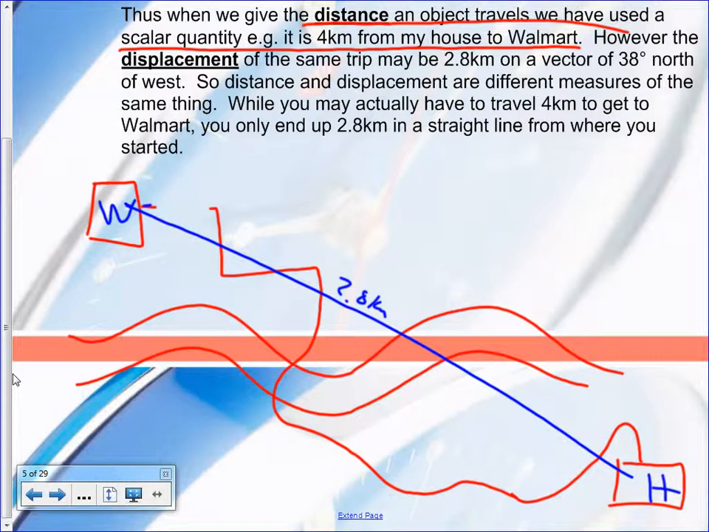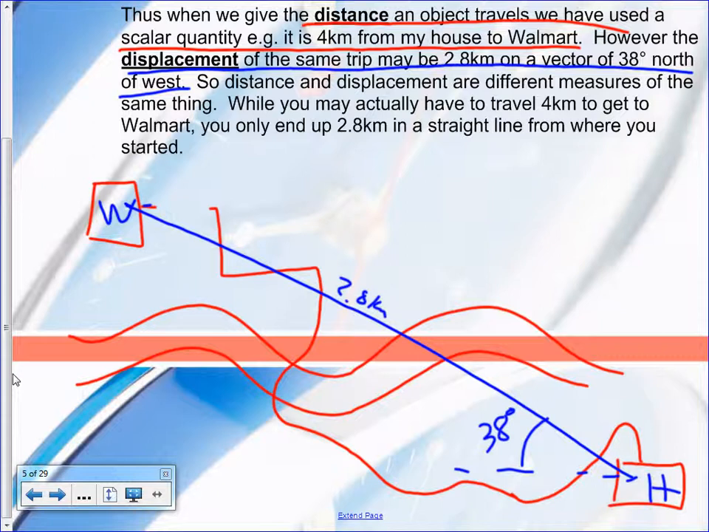What's that? I didn't draw where I actually lived. It's not my first day. So here's straight west, right? And so this angle here would be 38 degrees north of west. Everybody got me on that one? And if you could pinpoint where I live from this crappy diagram, you're pretty good. So the big thing to remember here, guys, is that displacement is our straight line distance. So displacement and distance are measures of the same thing, but they look at it from different points of view.